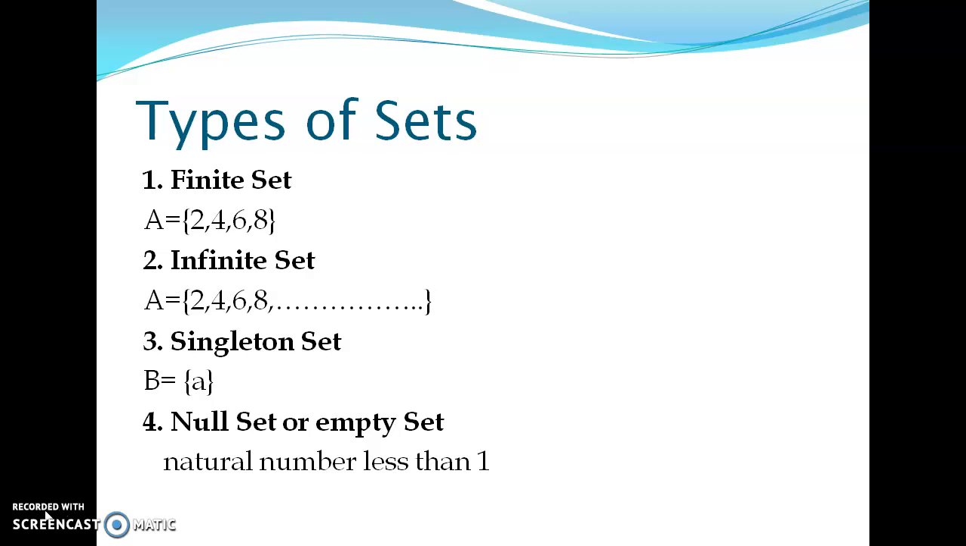Then, what is an infinite set? It is a set consisting of an infinite number of elements. Like here, A = {2, 4, 6, 8, ...} up to infinity. Then, what is called a singleton set? A set consisting of a single element is called a singleton set. Here, in the example, B = {a}. The set B comprises only one element.